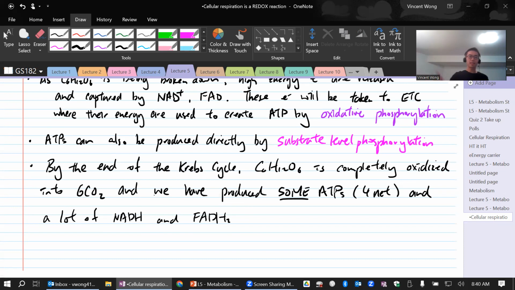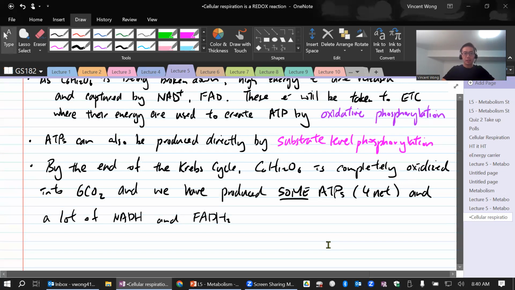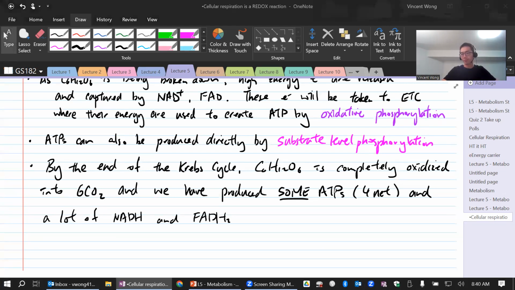Again, we got these NADH and FADH2 because we are capturing all the electrons that are released as glucose is being oxidized.